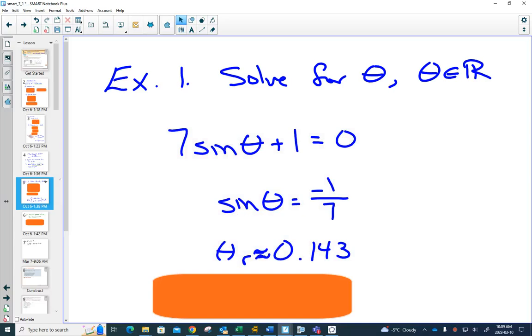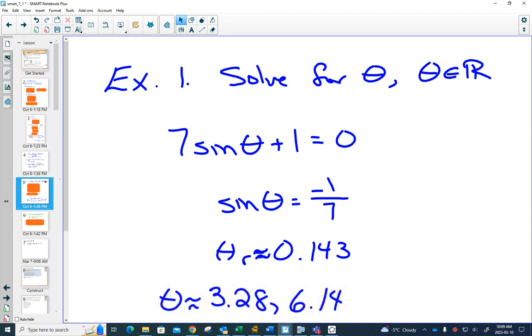We want to solve 7 sine theta plus 1 equals 0. So to start, we'd get sine theta by itself and get negative 1/7. Go to your calculator, do sine inverse of positive 1/7. I hope you're getting good at that part for your reference angle, that your reference angle is always the sine inverse of the positive value. And once you have your reference angle, you can find it in quadrants 3 and 4.